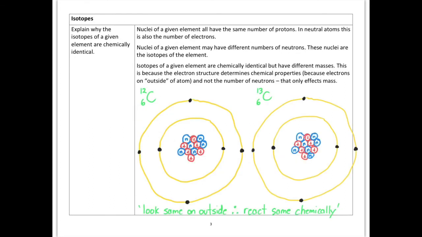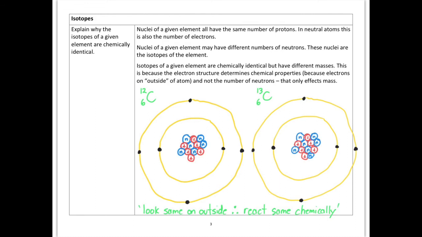Okay, let's talk about isotopes. Isotopes of an element have the same number of protons and therefore electrons, but a different number of neutrons. So we have here two isotopes of carbon, carbon-12 and carbon-13. Carbon-12 has 6 protons and 6 neutrons. Carbon-13 has 6 protons and 7 neutrons. So that's all we mean by isotopes. Hopefully that should be revision.